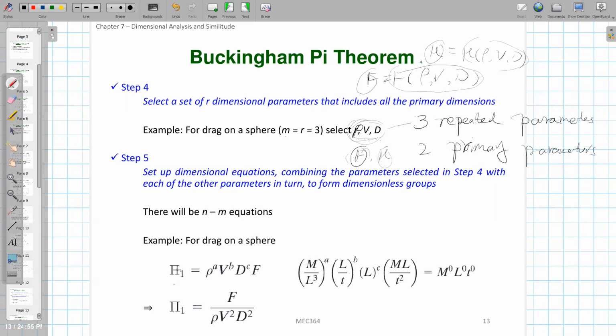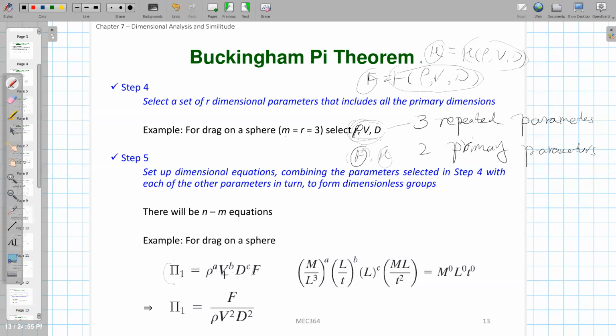Let's assume the first dimensionless parameter, called pi 1, is equal to rho to the power a, v to the power b, d to the power c. This rho, v, d is the 3 repeated parameters we chose, times this f, which is one of the remaining primary parameters. We know that this is dimensionless, right? There are no units for it. And this a, b, c are constants we do not know yet.